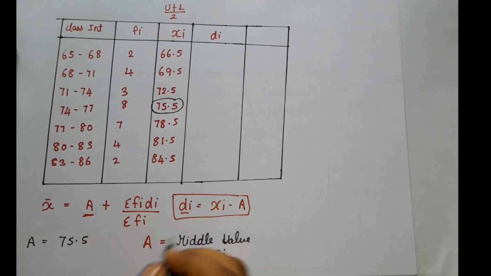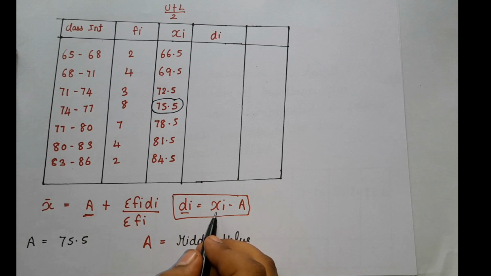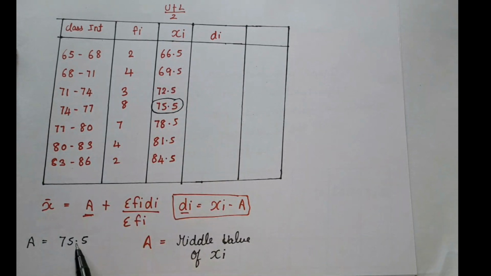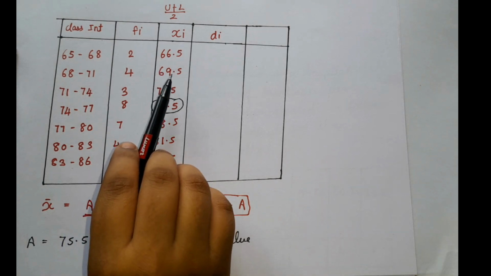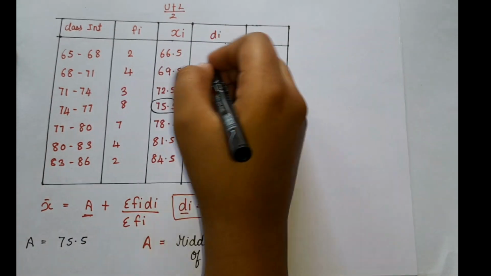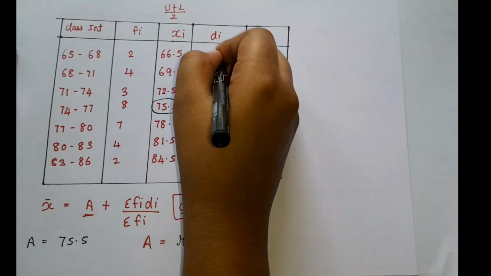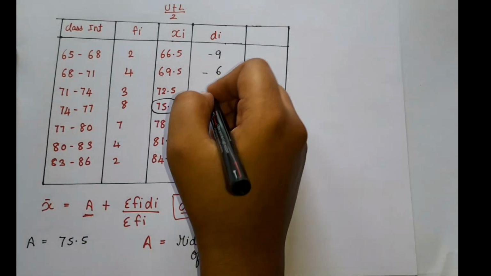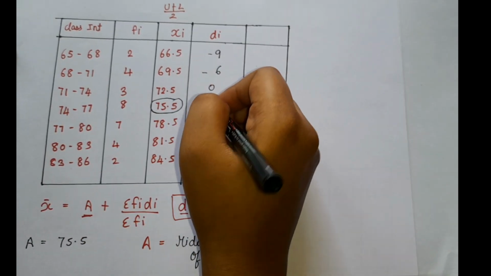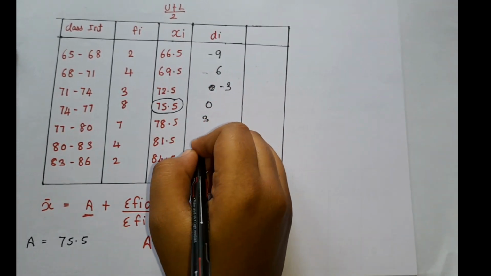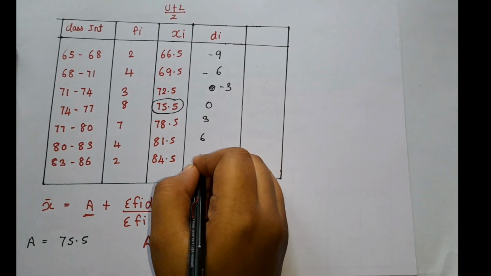Now we are supposed to subtract it from xi. First we do 66.5 minus 75.5. Why? Because xi minus a, right? Then we do 69.5 minus 75.5, where 75.5 is the a value. When we subtract them, we'll get minus 9, here we'll get minus 6, and then here minus 3, then 0, then 3, then 6, and here 9.